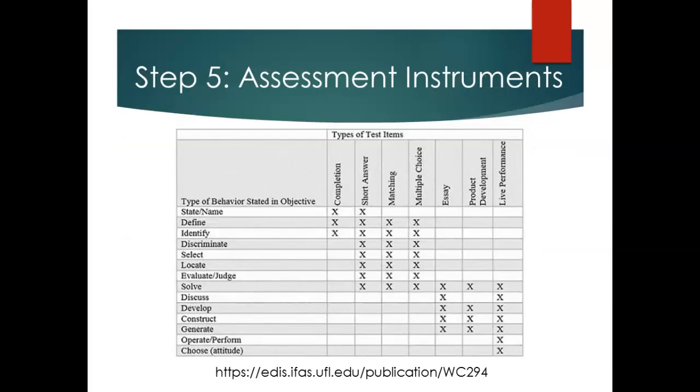Step 5. Assessment instruments. At this point, we want to consider what types of assessments should be used to determine the learner's performance. The chart shown here displays the different ways that behaviors can be assessed and what type of assessment is appropriate for the individual behavior objectives.